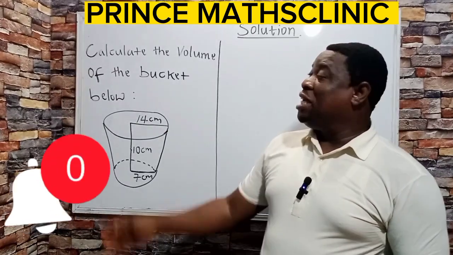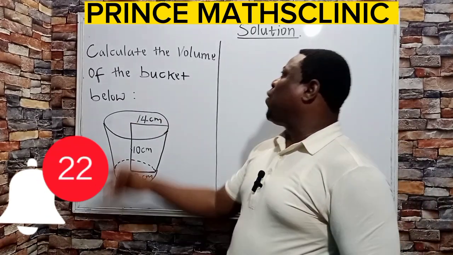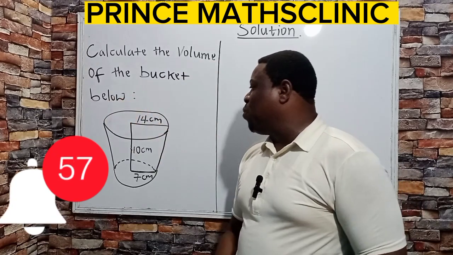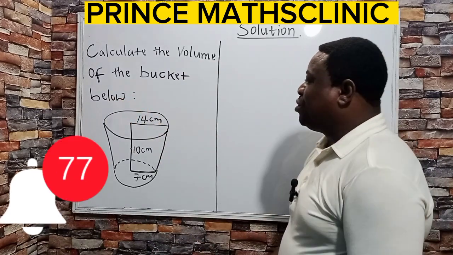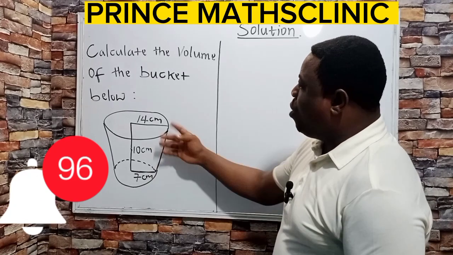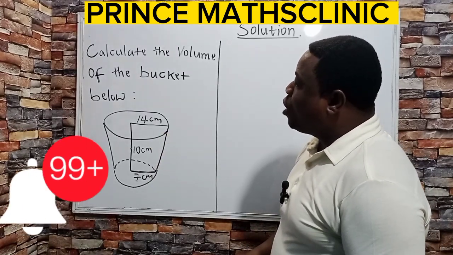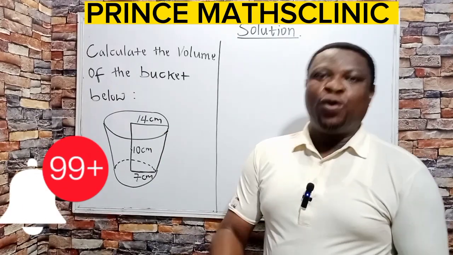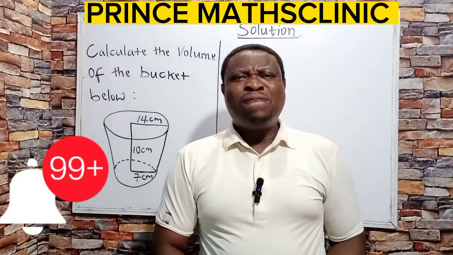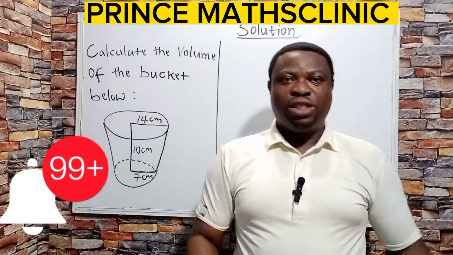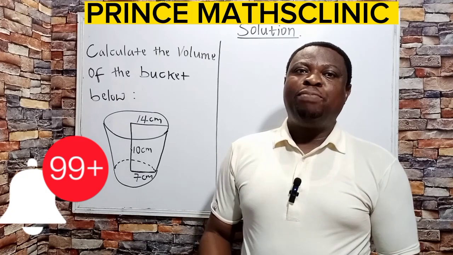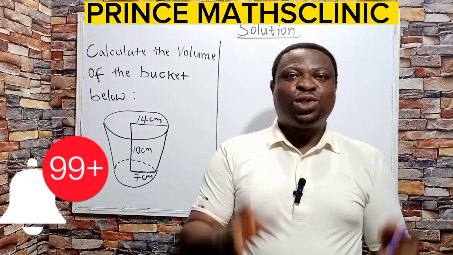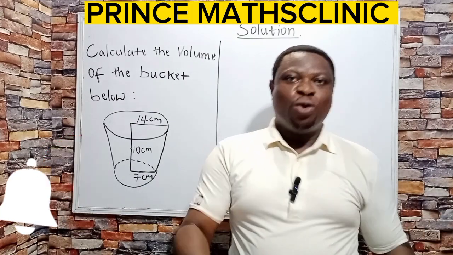Here we have this very interesting question to find the volume of the bucket below. Interestingly, this bucket is in the form of a frustum. And by the way, let me explain what a frustum is. A frustum is simply a portion that is cut out from a cone.